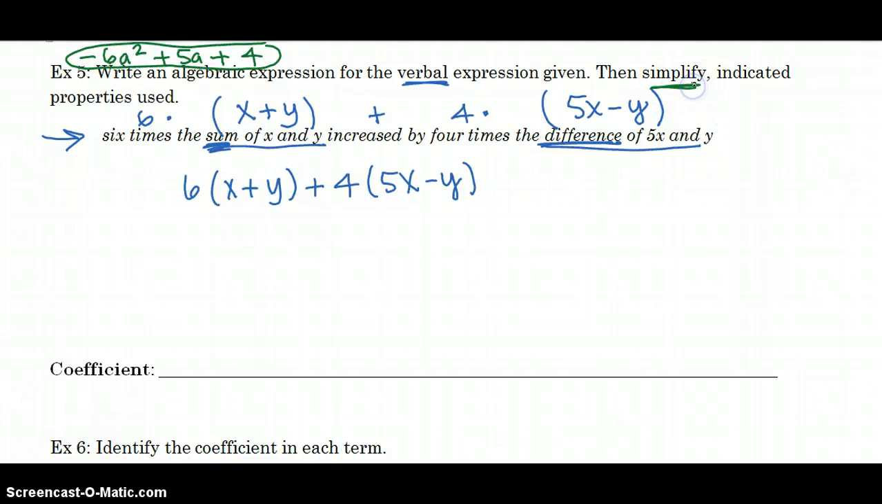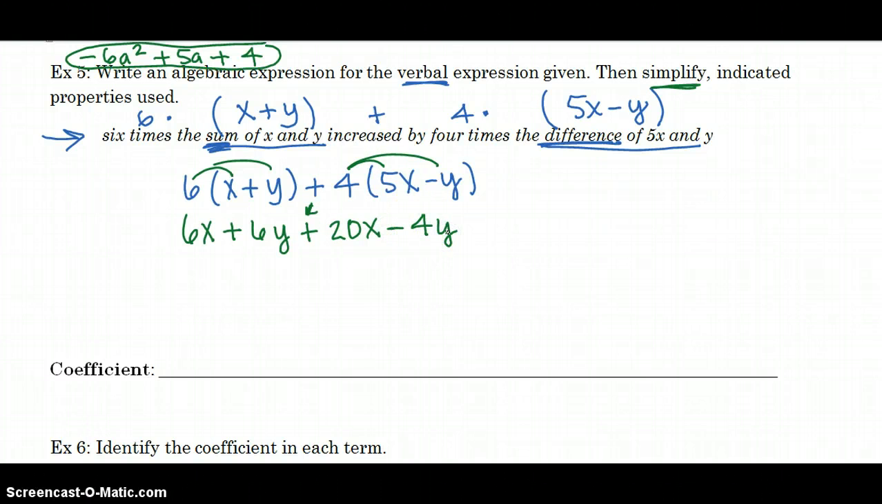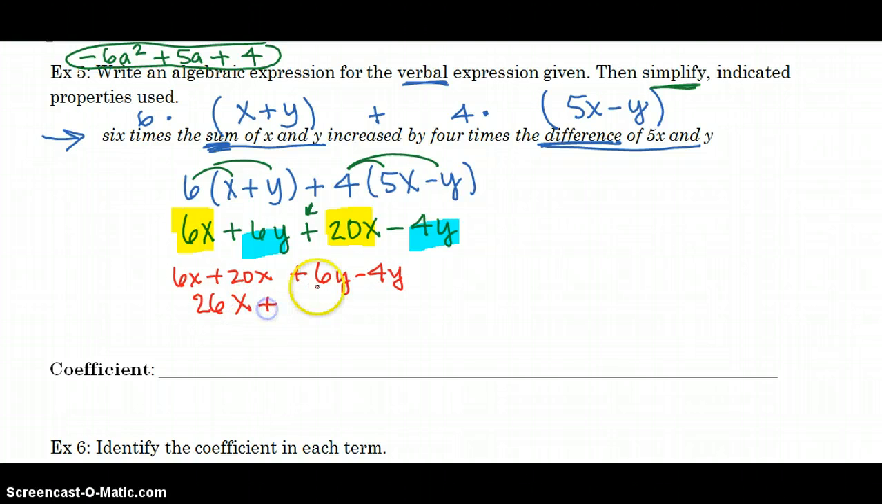But then it says to simplify by doing these operations. So I'm going to distribute my 6. And I'm going to write down my plus sign from here. Now I'm going to distribute my 4. And now I'm going to look for like terms. I see an x and an x. I see a 6y and a negative 4y. So let's combine like terms. 6x plus 20x plus 6y minus 4y. So I have a total of 26 x's, and when I had 6 y's, I took 4 y's away. I have only 2 y's left, and that is as simplified as I can get this problem.